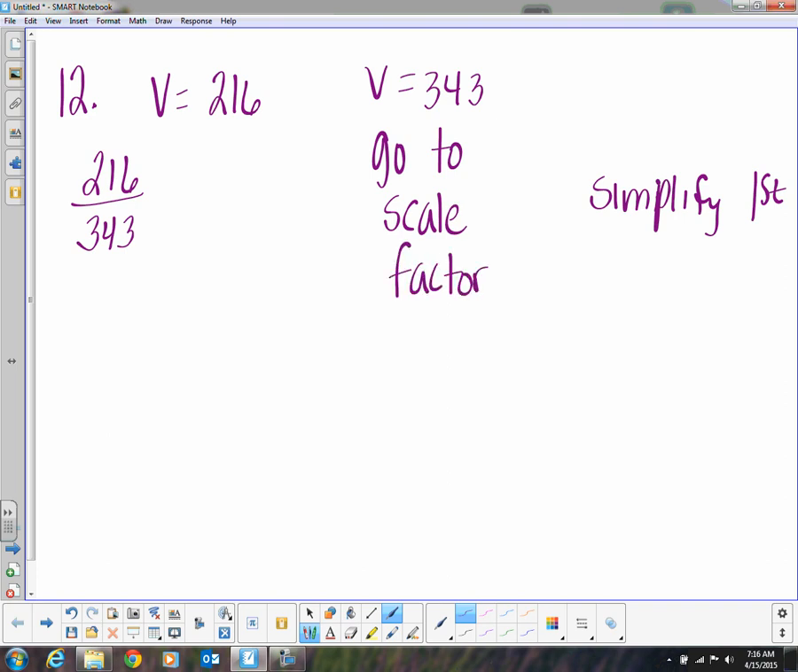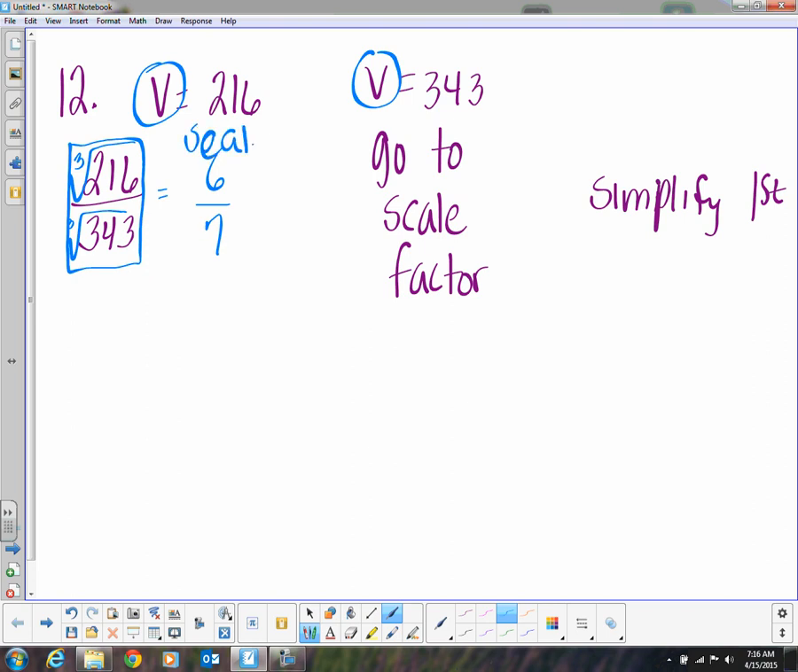Am I in scale factor? I am not. How do we know we are not in scale factor? Because, no, what is, it's volume. What did we do to scale factor to get volume? We cubed it. So how do we undo it? So with calculators, tell me what the cube root of 216 is. 6. What's the cube root of 343? 7. All right. So now what is this called?